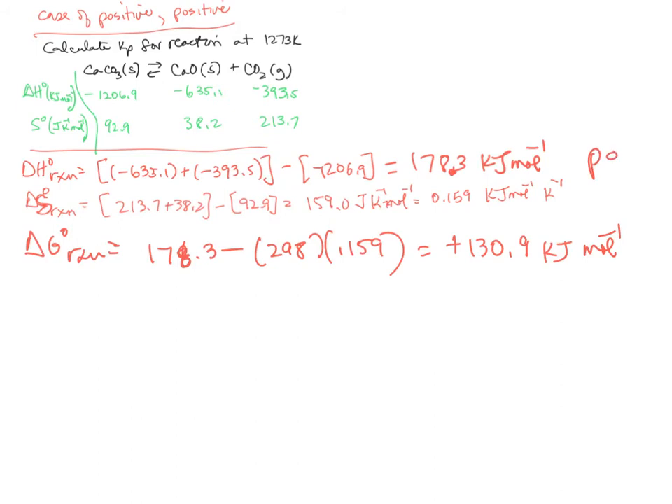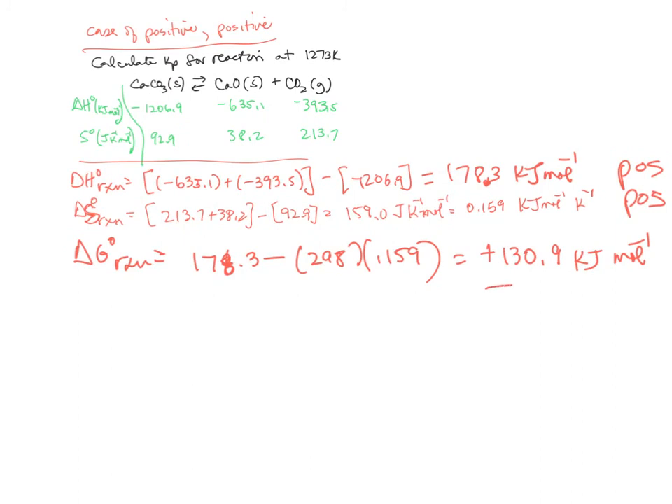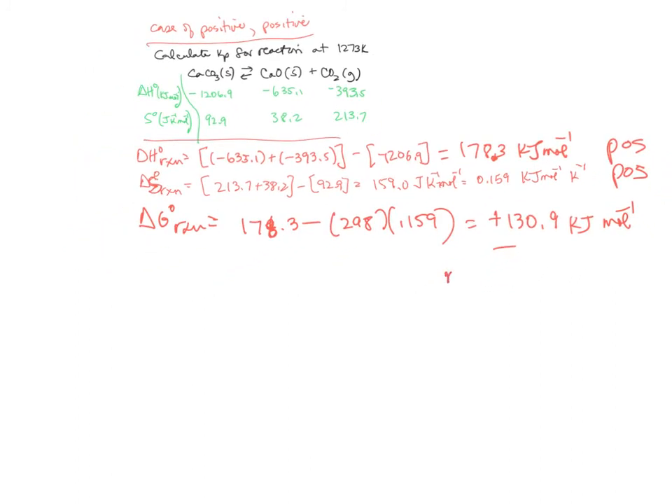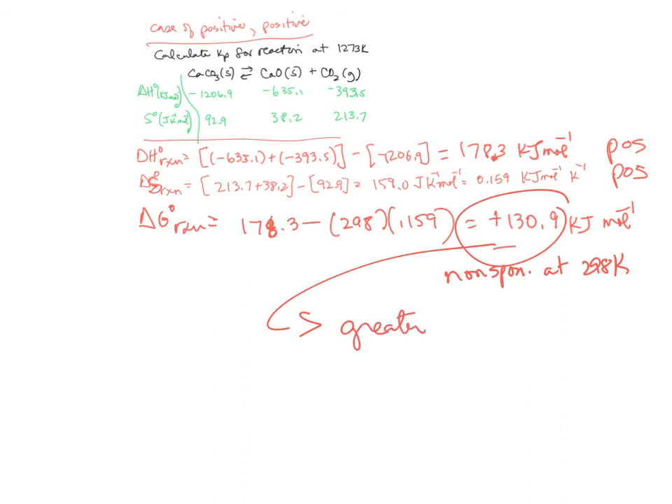So you got positive, positive. It is non-spontaneous because delta G is positive. So it's non-spontaneous at 298 Kelvin. If you heat it up, it's going to become negative. Now, if you go back to the criteria, this 130 right here is greater than 10 kilojoules, so greater than 17 kilojoules as well. Greater than 10 kilojoules, therefore it's non-spontaneous.